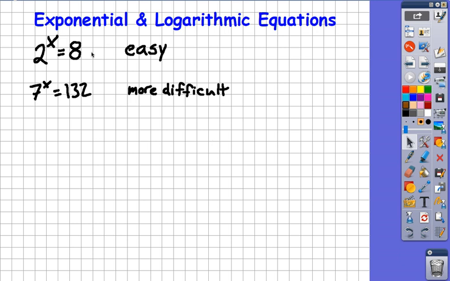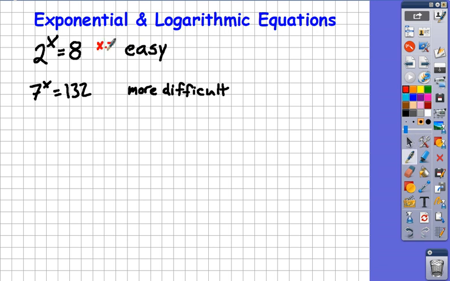So, something like 2 to the x power equals 8, pretty easy to do. You're basically asking yourself, 2 how many times gives you 8? Well, 2 times 2 is 4, times another 2 is 8, so x would be 3. That's pretty straightforward and easy to get to. So let's say x equals 3 on that one, right?